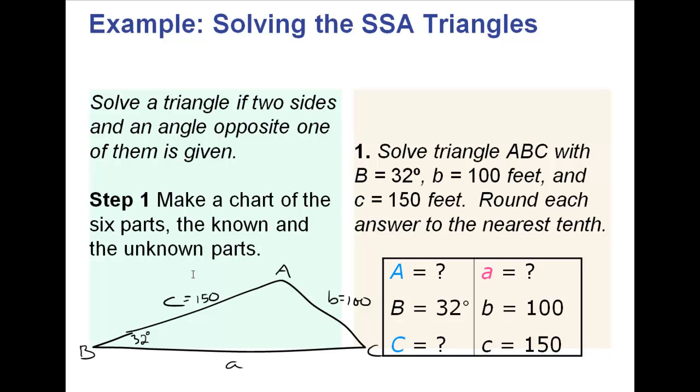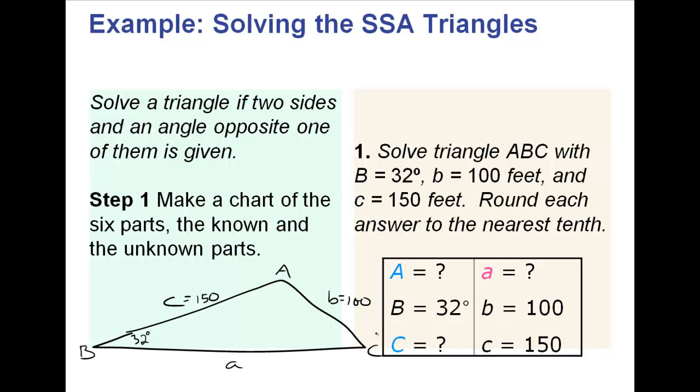Okay, let's look at an example here with side-side-angle. They give us triangle ABC. They give us the angle B and the sides b and c. I've drawn my picture. You might ask yourself, how do you know ABC looks like that? I don't. I just draw a generic triangle, any triangle, and label it ABC.